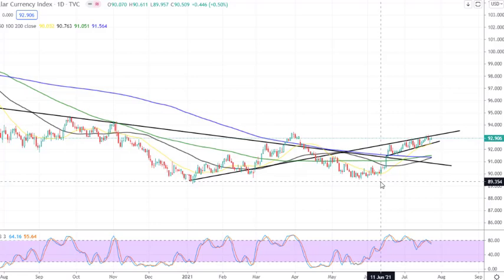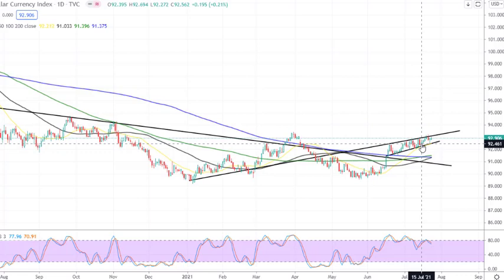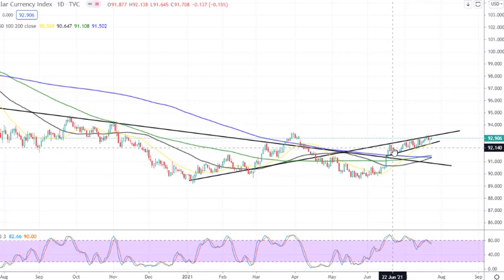Moving over here to DXY, you can see the dollar has been on a slight uptrend, which is quite interesting since stocks have also been trending upwards. And usually you see these two assets go in opposite directions. If you see the dollar going higher, then you should expect to see stocks either slow down or go down. But here we had the dollar going up and stocks going up at the same time.